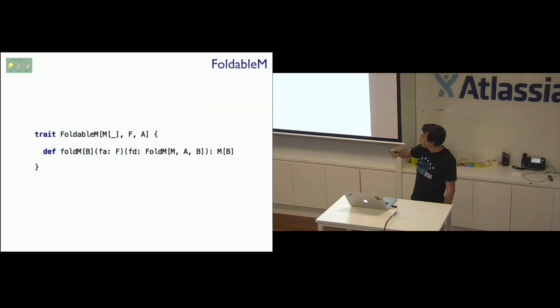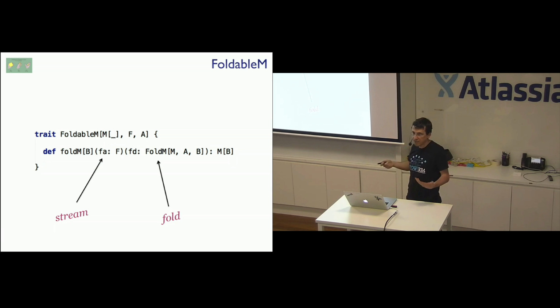And so that's for the fold. Something that's foldable is just able to provide some elements of type A. That's the stream of elements. And given a fold, it is going to return finally a B. That's the result of your computation. And all of this happens in a monadic context. It can happen in a context, so we'll see some examples of that. But that's what it means to be foldable.